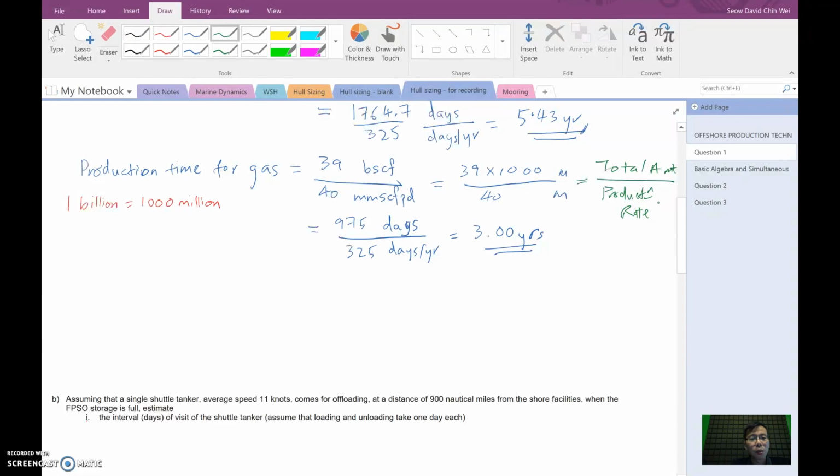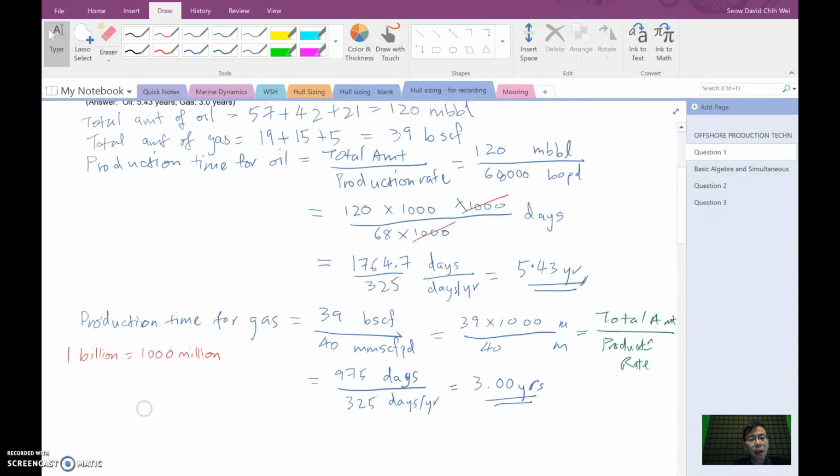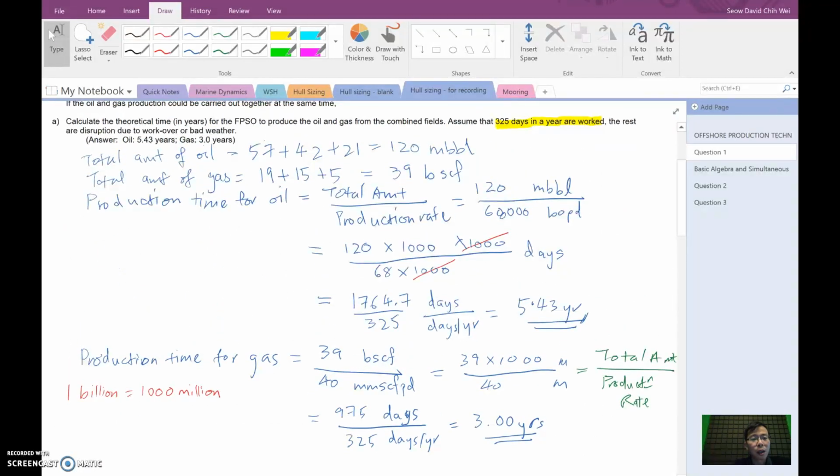Right, so this is what we have for part A in terms of field life. So total amount of oil divided by production rate, we end up with 5.43 years for oil. And for gas, we have 39 billion standard cubic feet divided by 40 million standard cubic feet per day, we end up with 3 years.